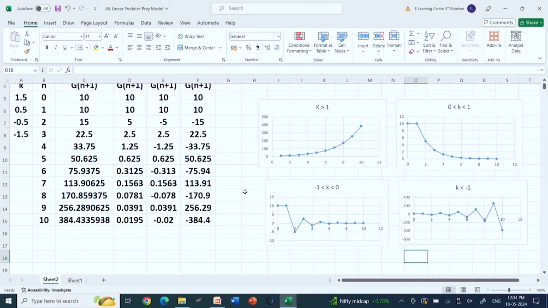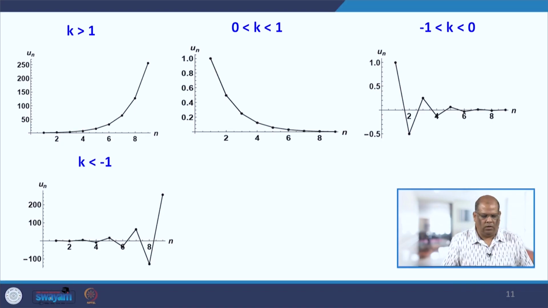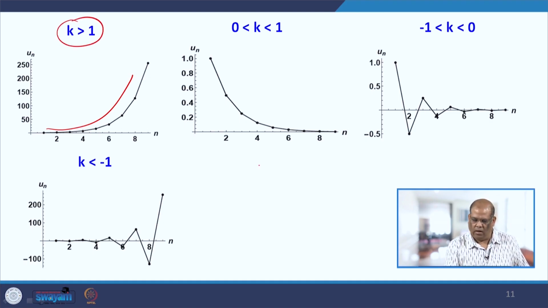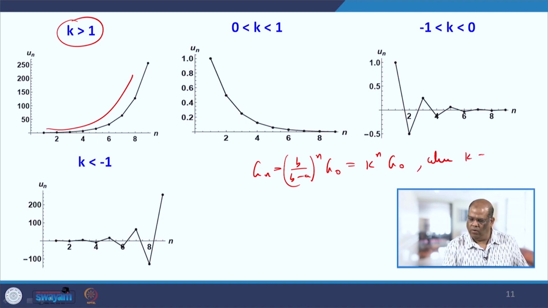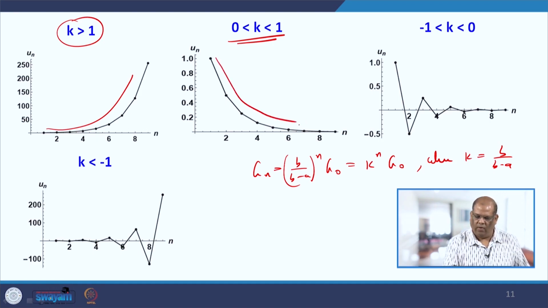Okay, so let's discuss them in terms of the Harrod model. So when k is greater than 1, what happens? As you can see, when k is greater than 1, your Gn increases without limit. It becomes an ever increasing amount as time passes. Gn was b by b minus a, whole to the power n, into G0, which we have replaced by k to the power n G0, where k is equal to b by b minus a. When your k lies between 0 and 1, then your Gn will decrease over time, ever decreasing as time passes.